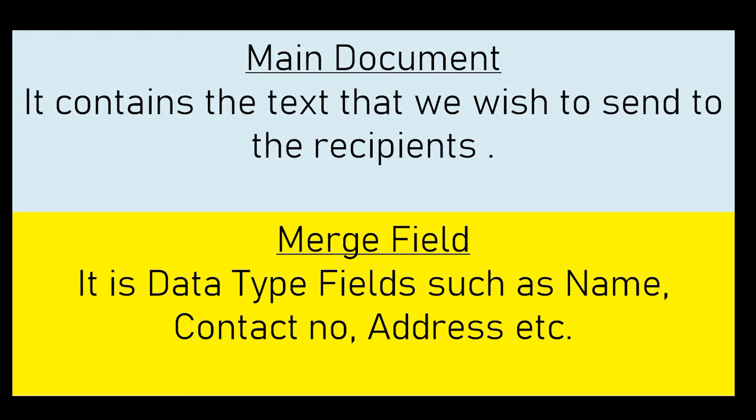You can keep that in your main document. Now a merge field is a data type field such as name, contact number, addresses, and other data types you can keep as fields. Data types like contact number, names, addresses, their location, maybe they have two addresses, their company. Whatever detail you want to keep as a field, you can create. And if you don't want to use it, you can delete it also. You have both facilities when you are using mail merge. So we will see.